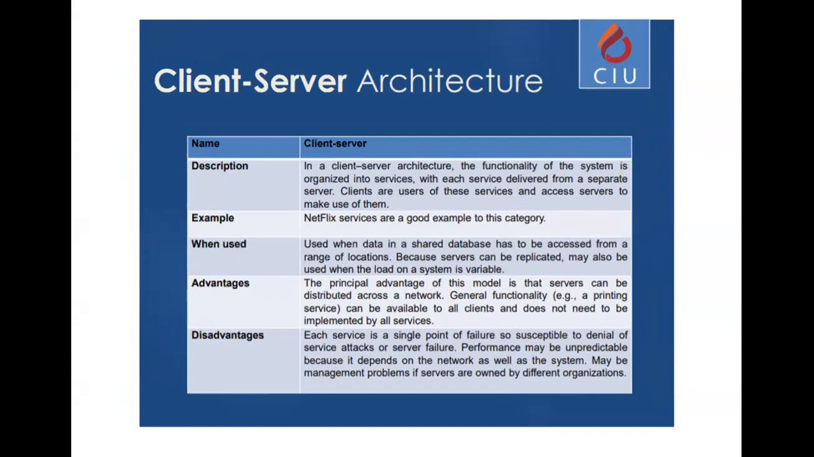There are certain advantages and disadvantages to this model. Just like with all other models, there is a price and there is a strength. So the advantage of this model is that each of these services is actually independent. So general functionalities can be available to all clients, where you can actually separate some of the localized services.